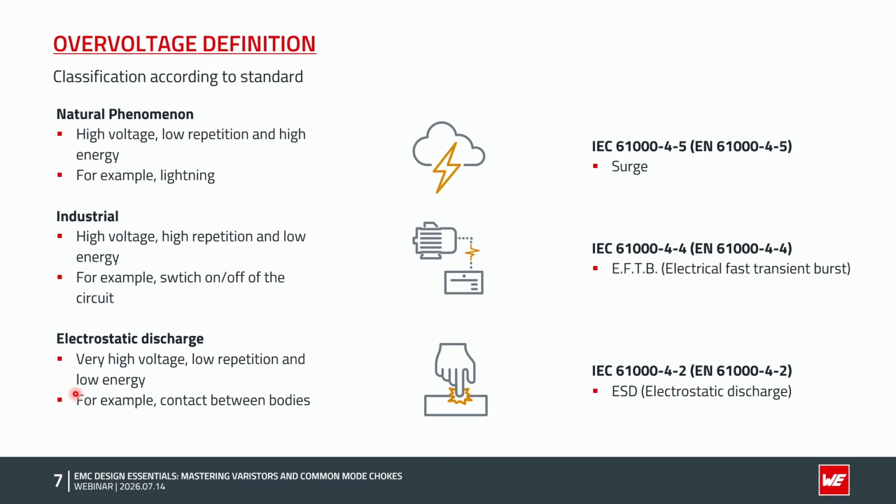The last one is the ESD, electrostatic discharge. In this case, it's defined in the standard 61000-4-2. This kind of wave or pulse comes normally from contact between two bodies. It's characterized by a voltage much higher than the other two kinds, but lower current, lower energy, and lower repetition.